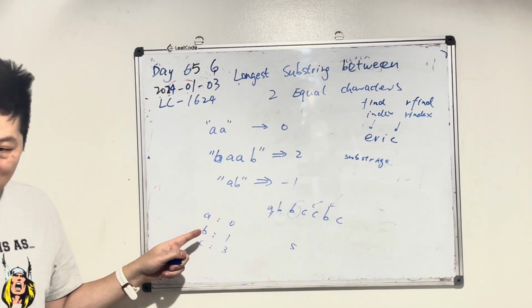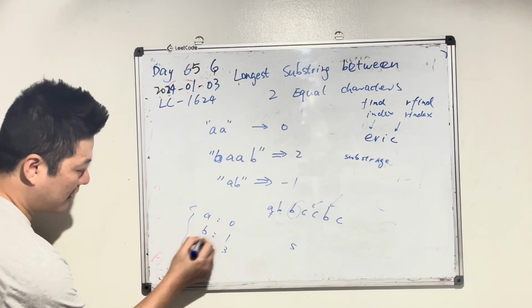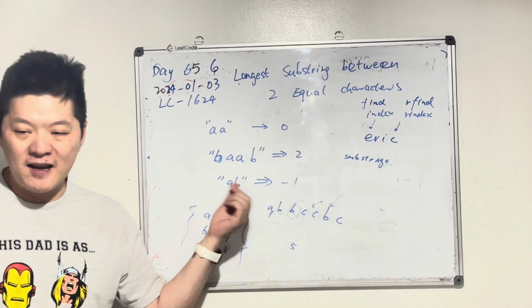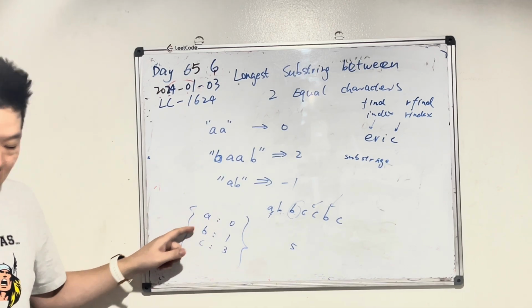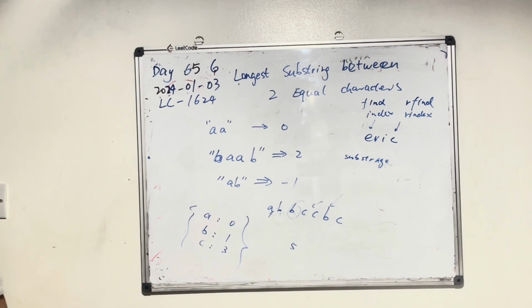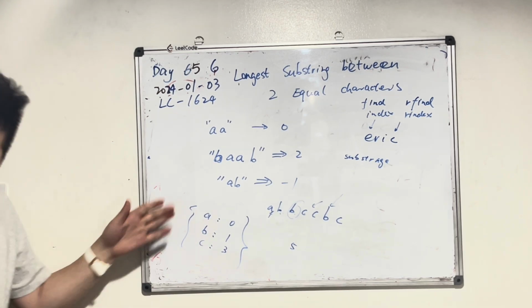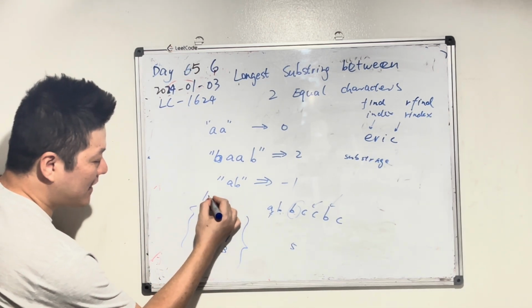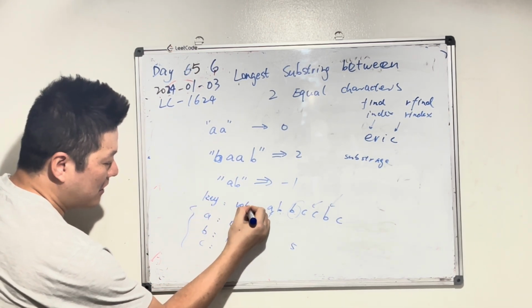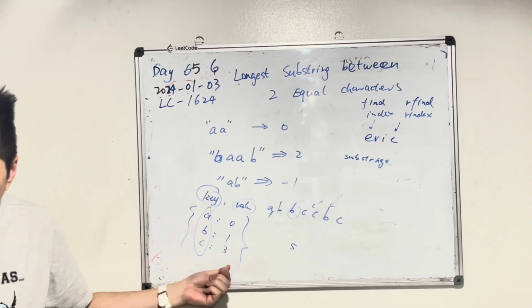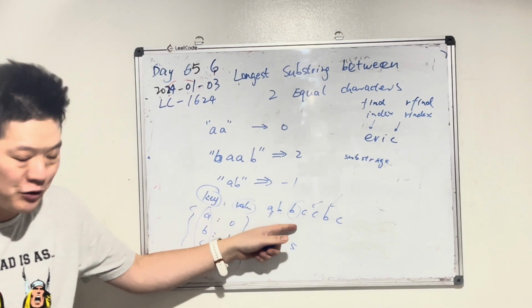In a hash table, a dictionary. We don't need to care about the amount of A's, B's, C's, we just need the position. This is a hash table, a dictionary, key-value pair. The key is the character. The value is the first time it appears in the string.